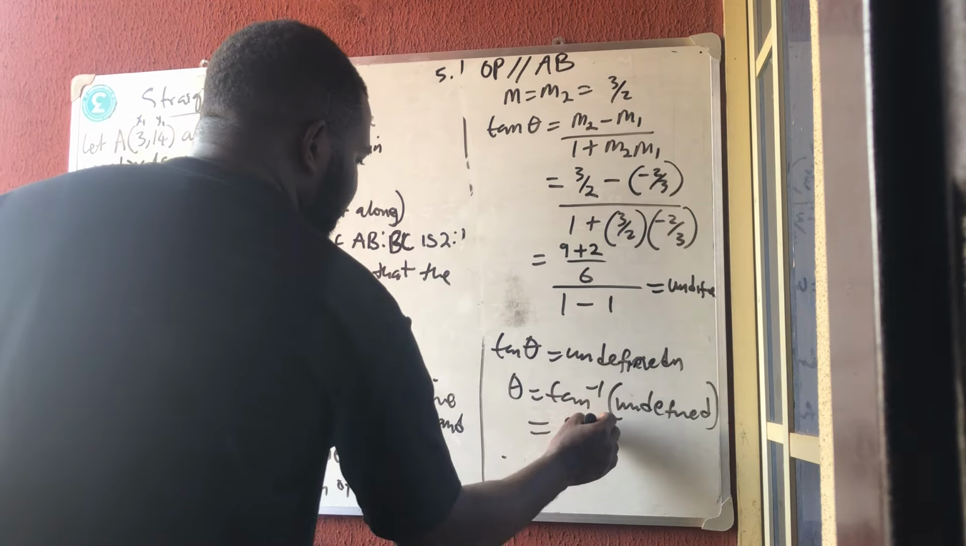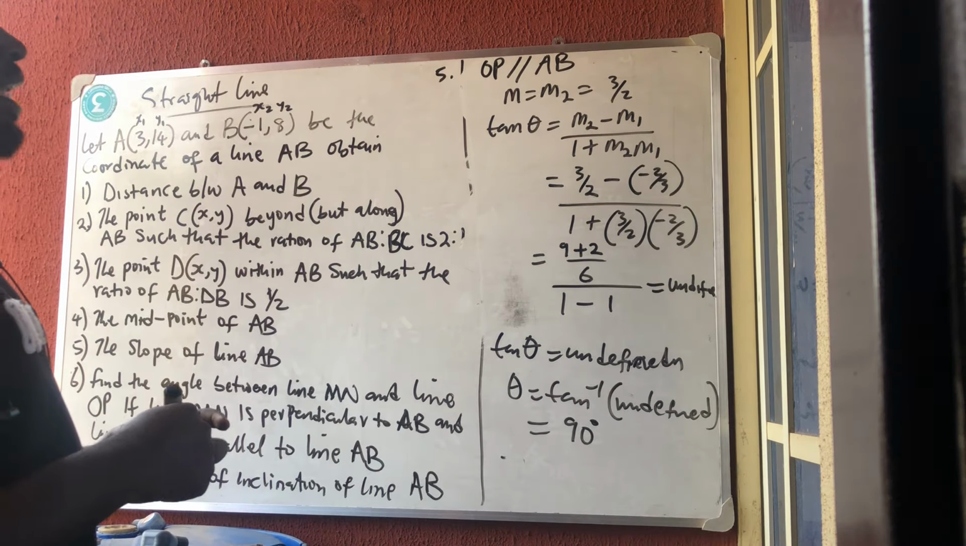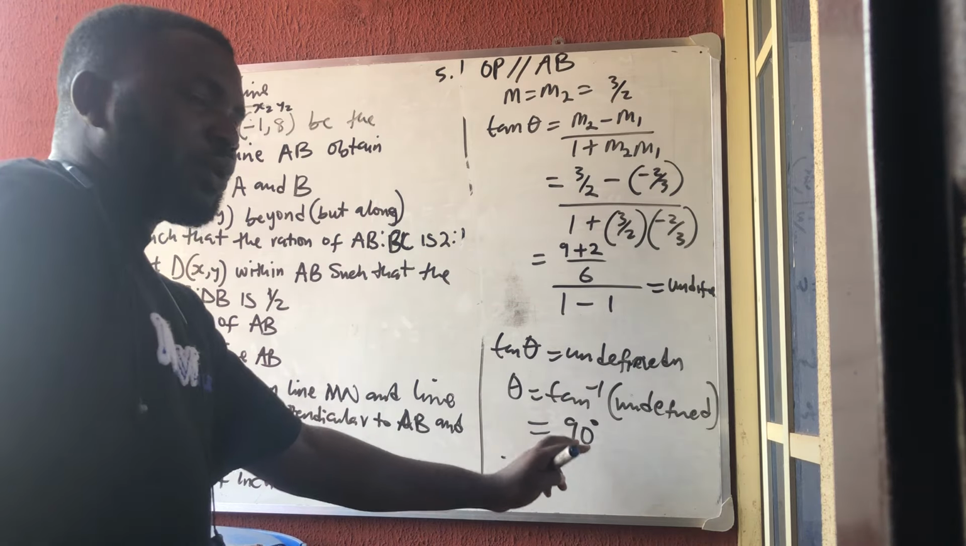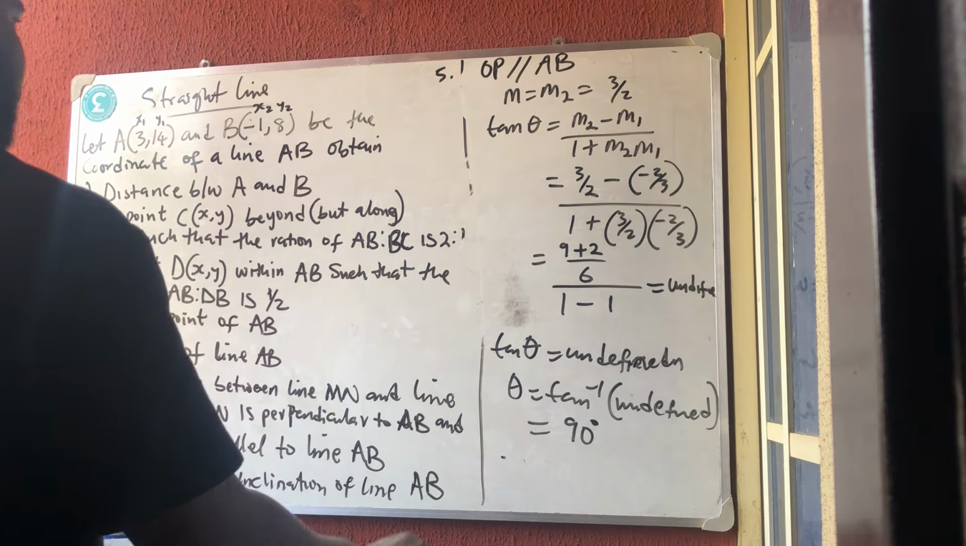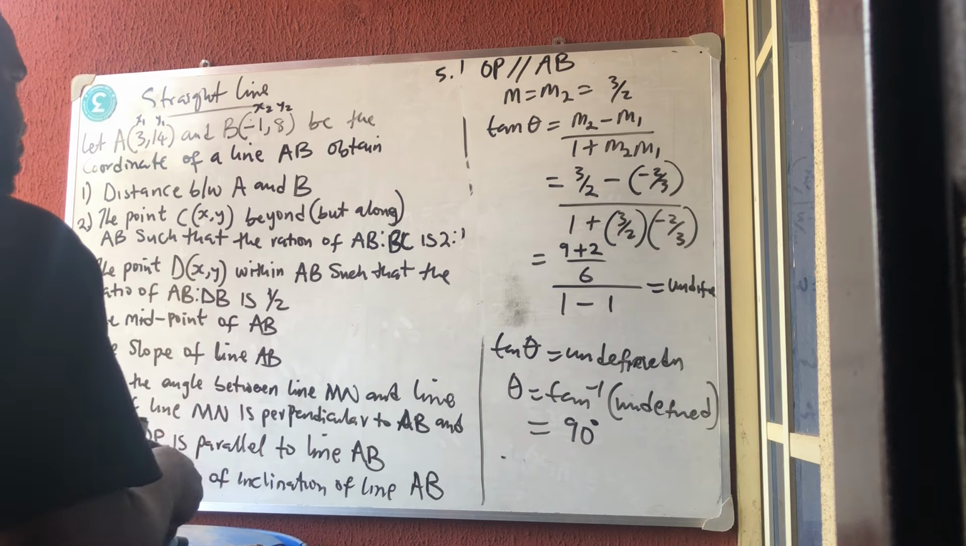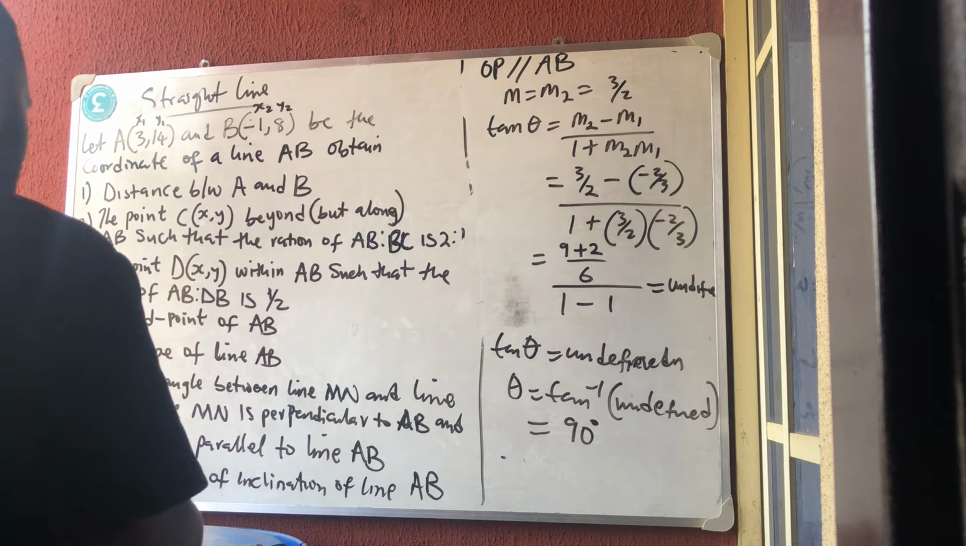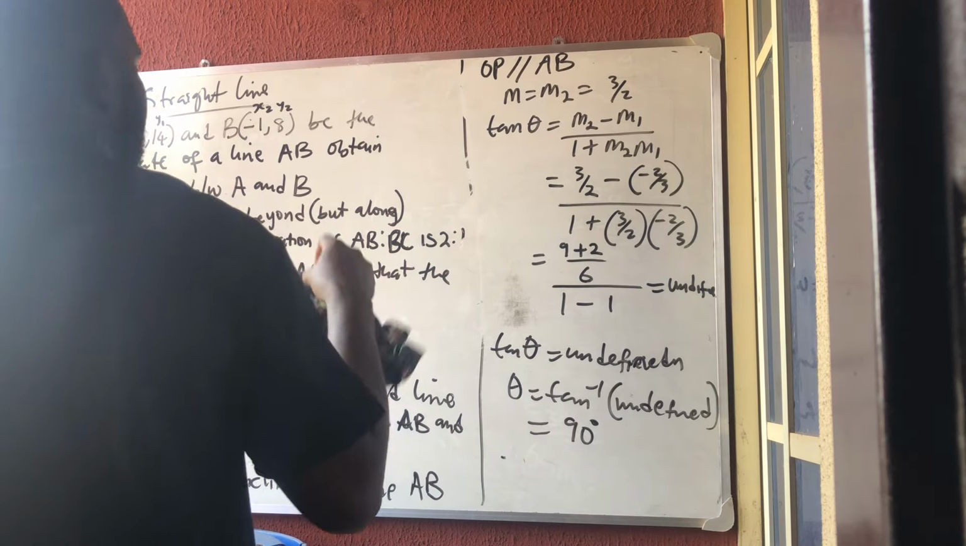So the both of them, line OP and line MN, meet at what? Angle 90 degrees. Okay, that is for number 6. The first thing we did was finding their slopes, then using this formula.